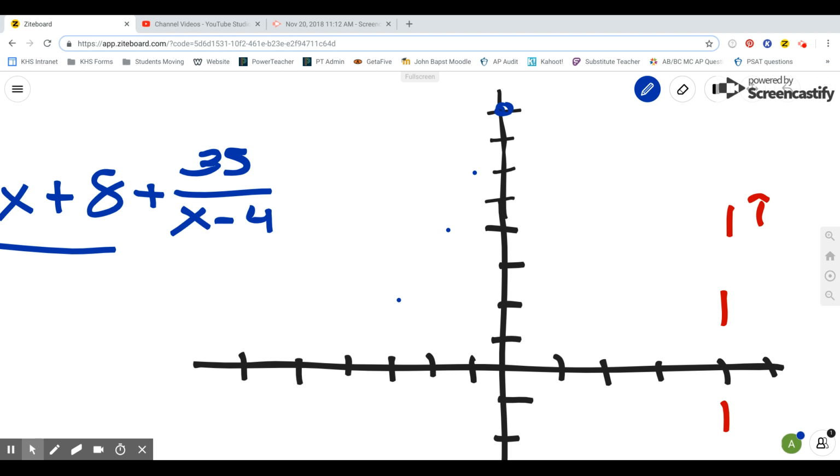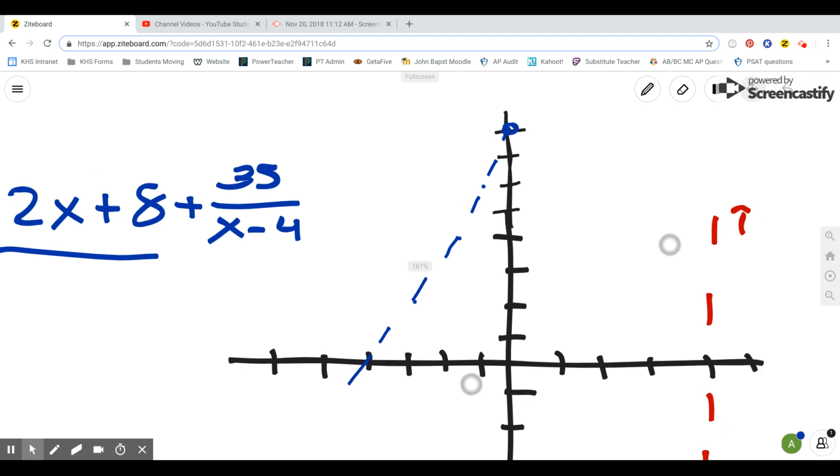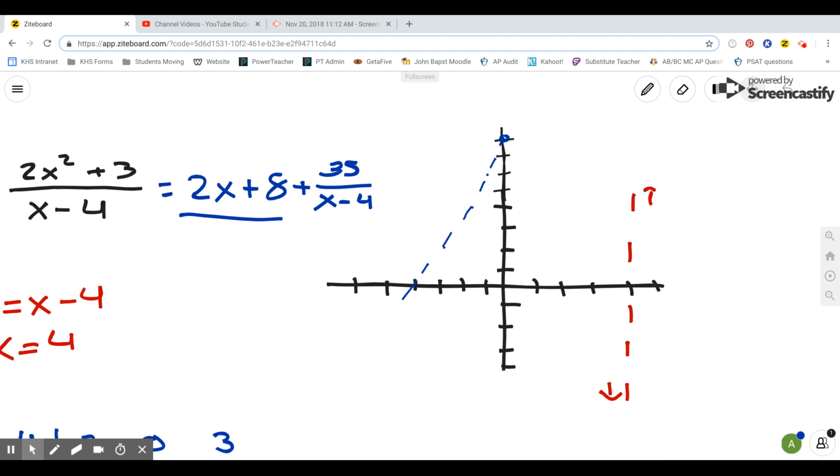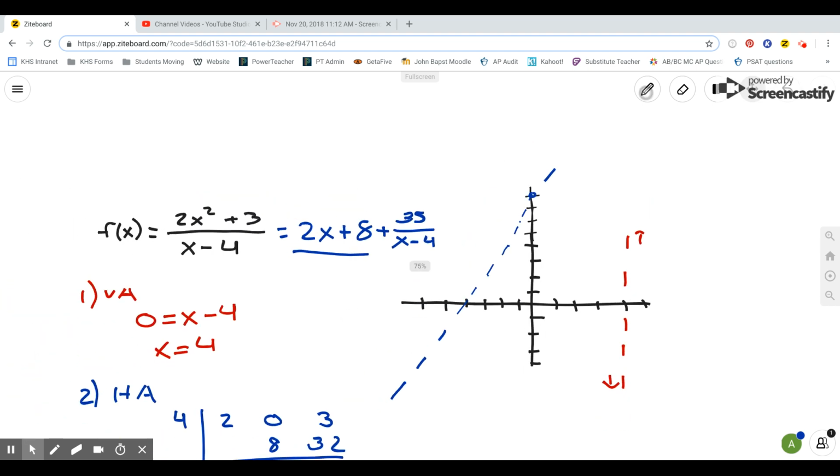And then I am just going to do a rough sketch for our oblique asymptote with a dotted line. So we are going to be following this slant asymptote out to infinity and out to negative infinity. It's pretty steep there. And so there is the vertical asymptote and the slant asymptote. Again, it's a rough sketch.